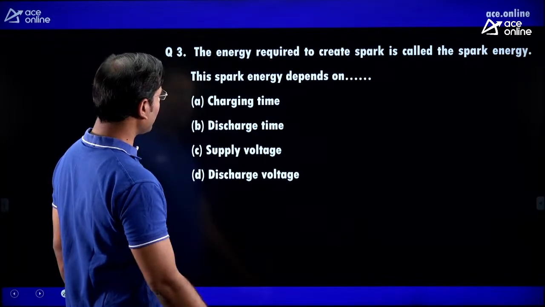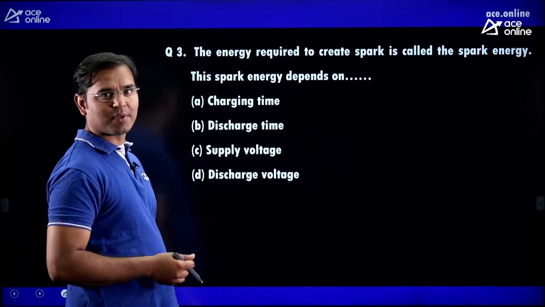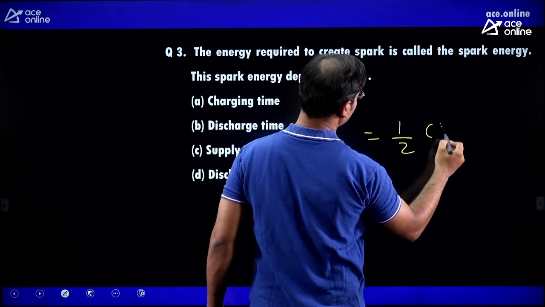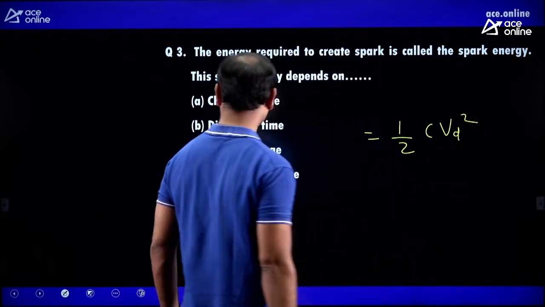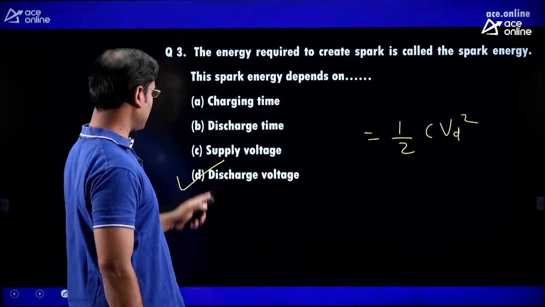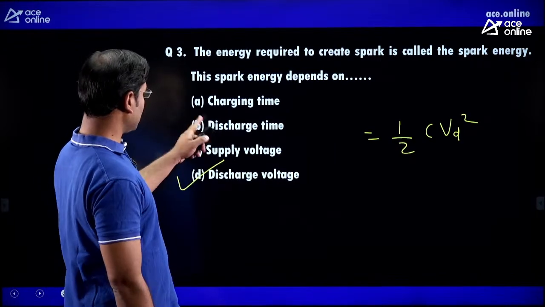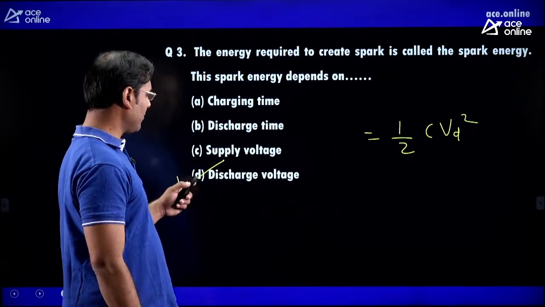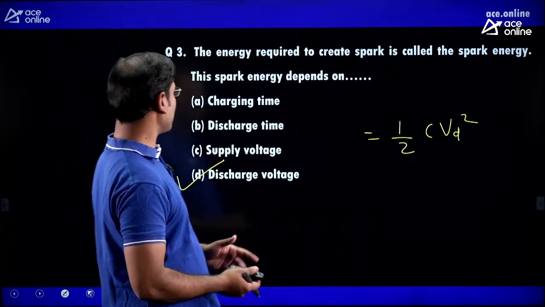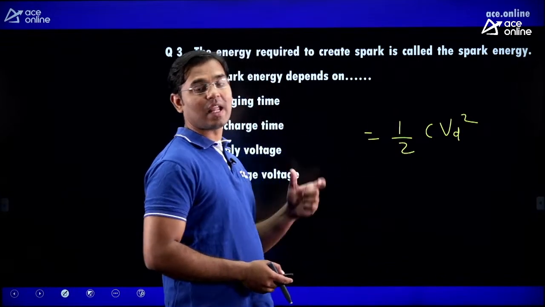Next, the energy required to create a spark is called spark energy. The spark energy depends on, there is one formula for spark energy, 1/2 C Vd square is the formula. Then what is the Vd? Vd is the discharge voltage, and the correct option is option D, discharge voltage. Not charging time, not discharge time, not supply voltage. The correct answer is discharge voltage because the spark energy formula is equal to 1/2 C Vd square, and what is the C? C is the capacitor.